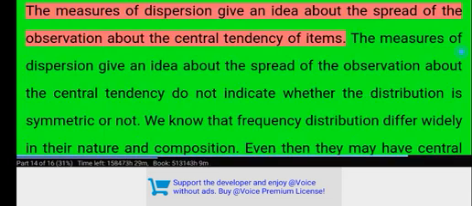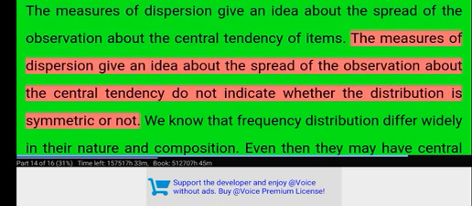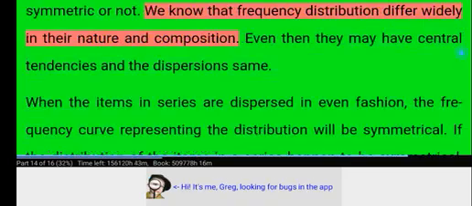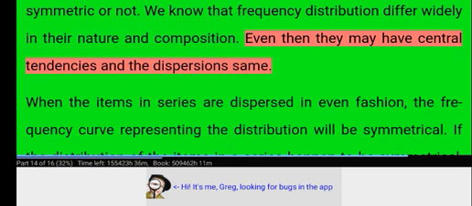Measures of skewness. The measures of dispersion give an idea about the spread of the observations about the central tendency of items. They do not indicate whether the distribution is symmetric or not. We know that frequency distributions differ widely in their nature and composition. Even then they may have the same central tendency and dispersion.